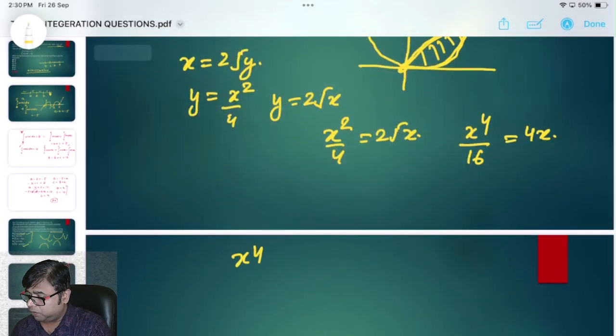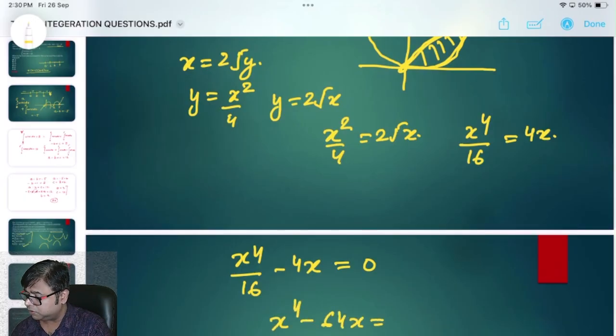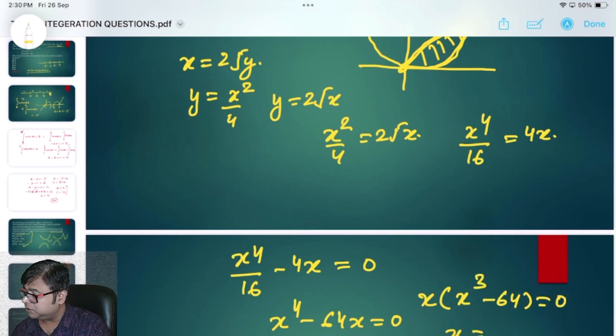So x to the power 4 by 16 minus 4x is equal to 0. So this will give me x to the power 4 minus 64x equal to 0. So x common, x cube minus 64. So x will either be 0 or x will be 4. Sorry, cube of 4 is 64, right? 4 4s are 16, 4 16s are 64, yeah.